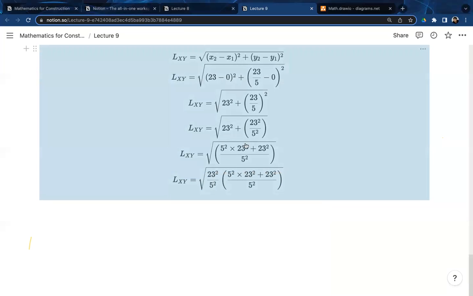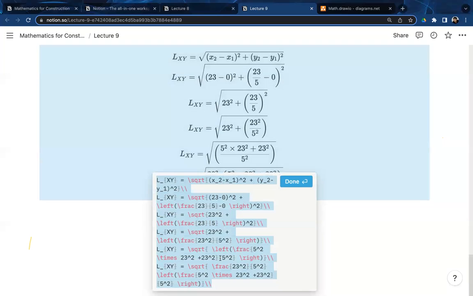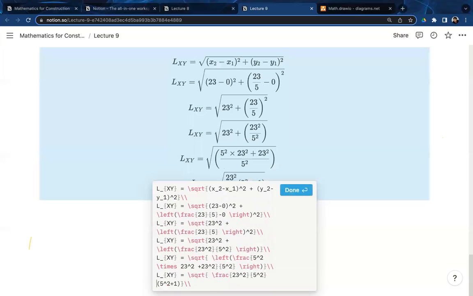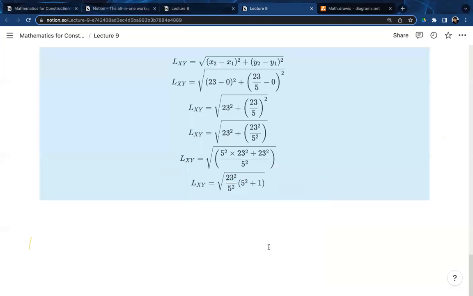So I could factorize 23 squared over 5 squared, and I wouldn't get a fraction here. I'll get 5 squared plus 1, because if I factorize the 23 squared up here, I get 5 squared plus 1. So there's an entire expression in brackets here.